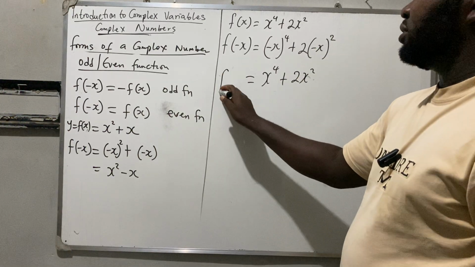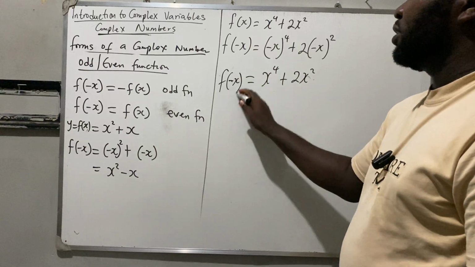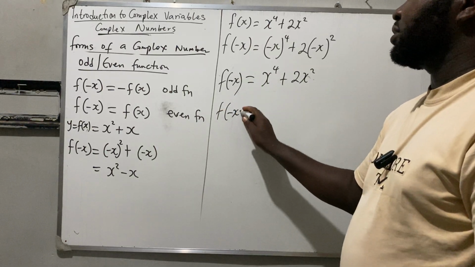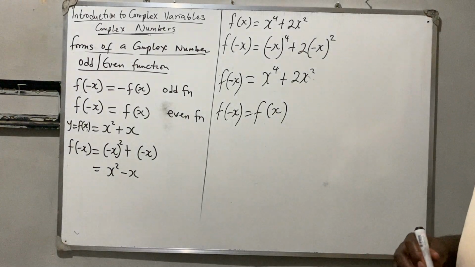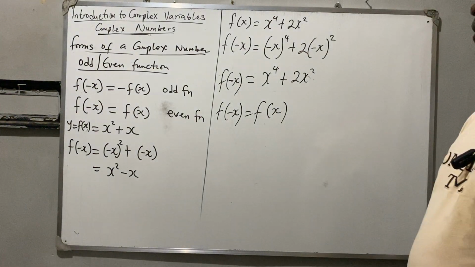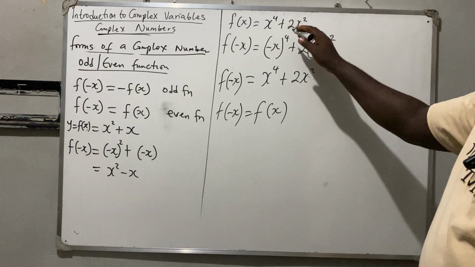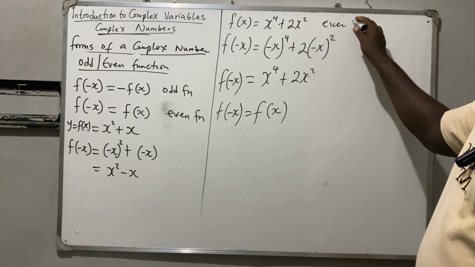You see that now, this is my f of minus x. You see that my f of minus x is giving us the same thing as f of x. You see that? So you conclude that this is an even function.